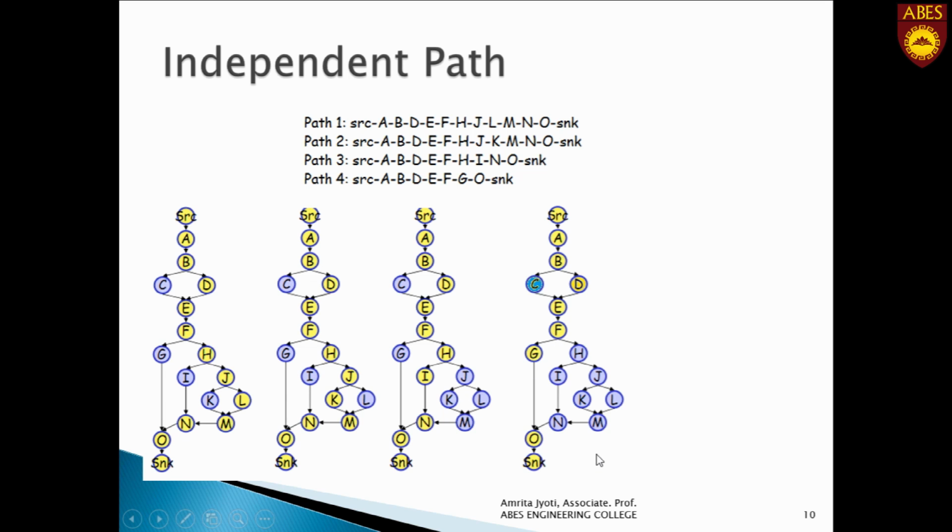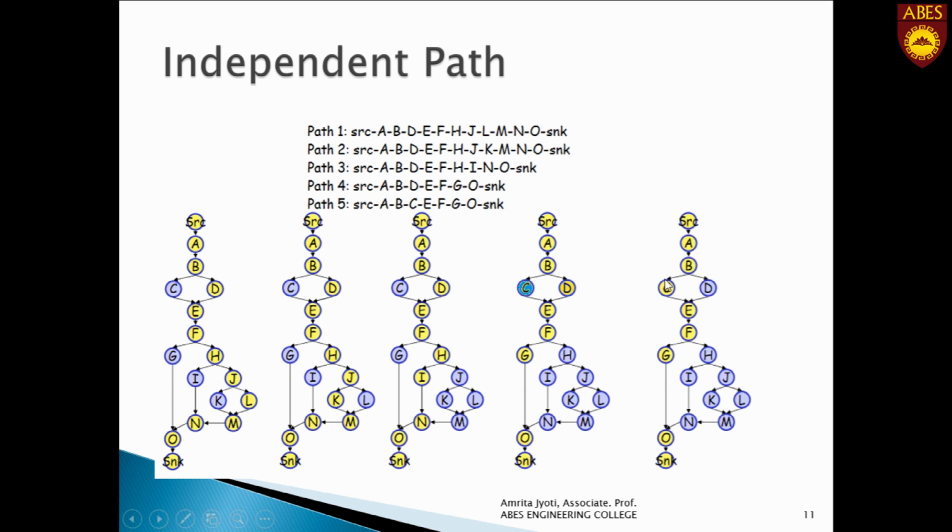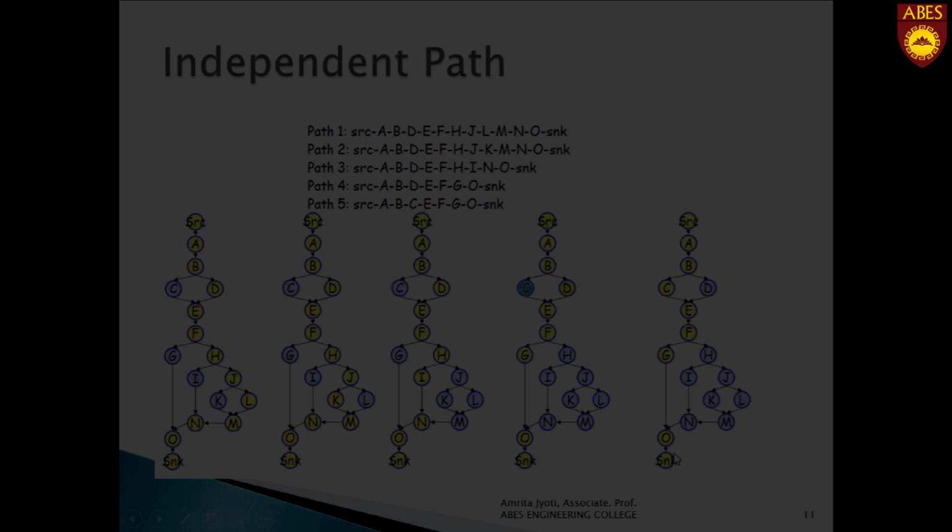Now only one node is left, that is C. In the last independent path we will introduce this node. This is A, B, C, E, F, G, O, sink. These are the 5 independent paths.